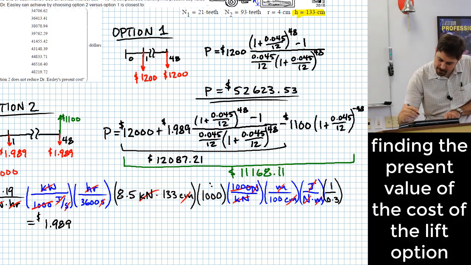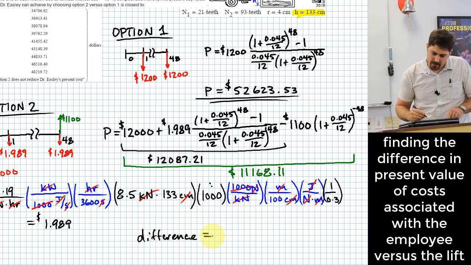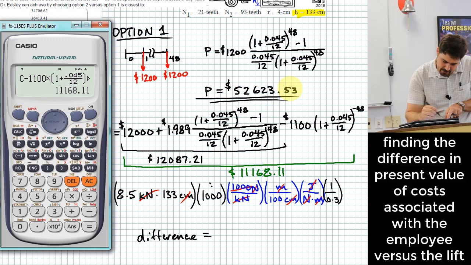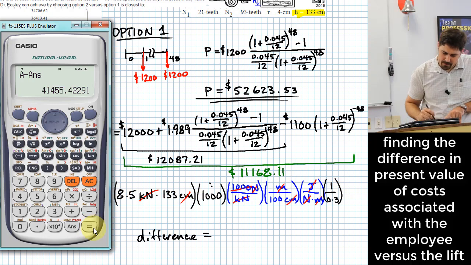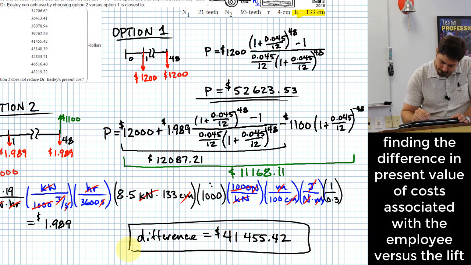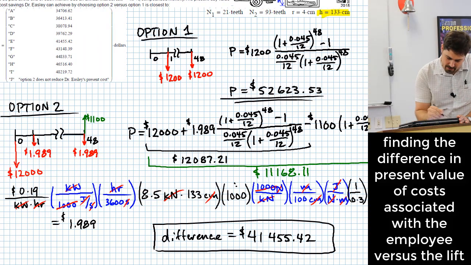Okay, so what's the difference between the two? The difference is going to be equal to 52,623, which I believe I had in variable A, minus what I just got for my last answer, which was 11,168.11. So that gives me 41,455.42. And so the answer then turns out to be E.